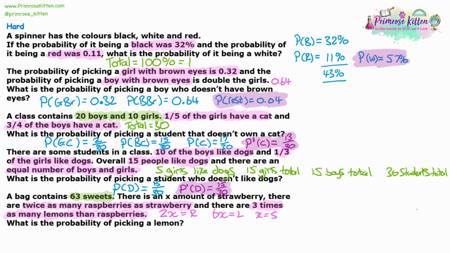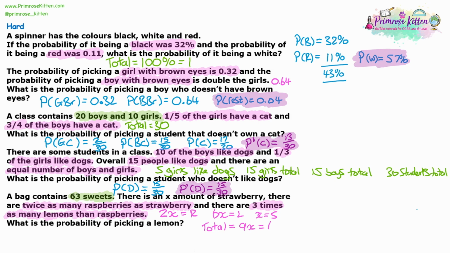So let's go through that one more time. X represents strawberries. There's twice as many raspberries than strawberries, so you double X to get 2X for raspberries. And there's 3 times as many lemons than raspberries, so you multiply the raspberries by 3. 2X times 3 is 6X for lemons. So now you can express the total as algebra. The total is 2X plus 6X plus 1X, which is 9X.